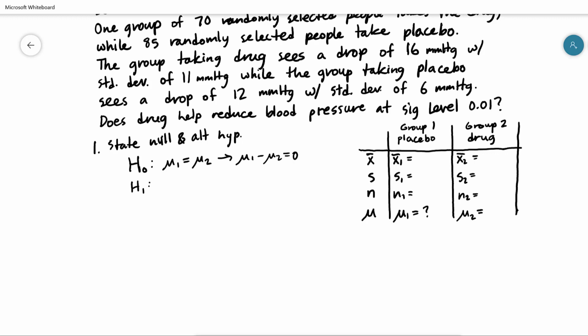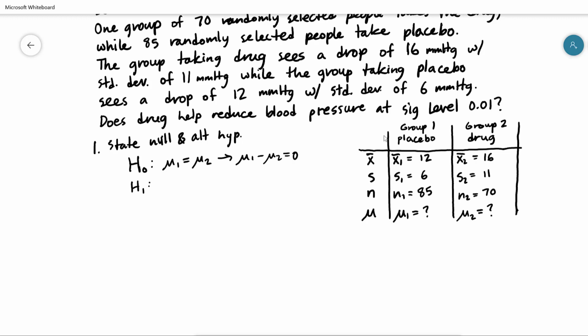If we go through the two groups, the placebo group saw a drop of 12 in their blood pressure, and the standard deviation was 6. There were 85 total people in that group. For the group that took the drug, they saw a drop of 16 millimeters mercury. Their standard deviation was 11, and there were 70 of those people. And again, mu is something we'll never know. So here are my two values.